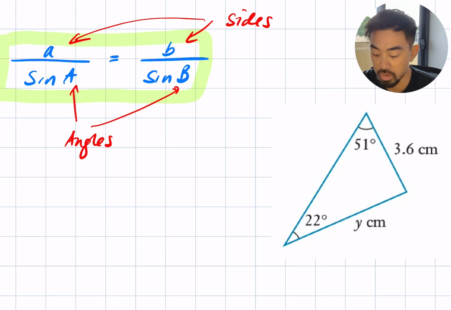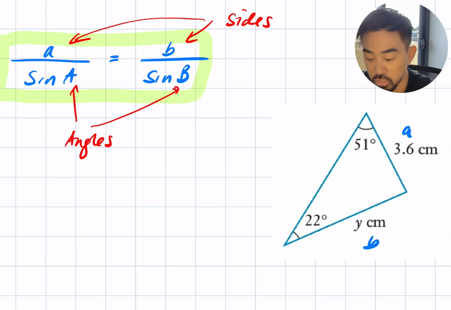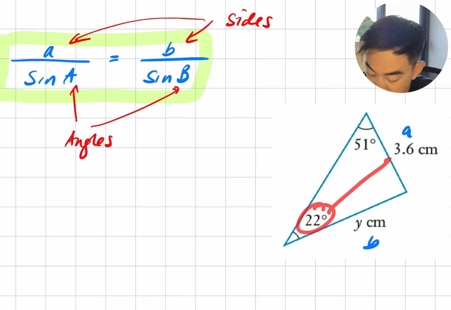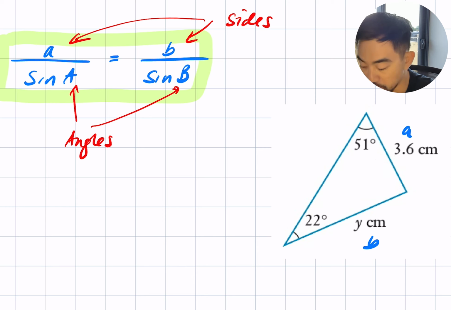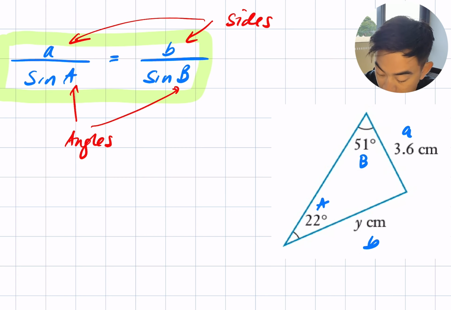Now what we're going to do with this diagram is we're just going to label the sides with little a and little b. It doesn't matter which one's which. And we're going to say the angle opposite little a is going to be big A, so just label that there. And then likewise the angle opposite side b is going to be big B. Now we're going to substitute into this formula, so let's go and do that.